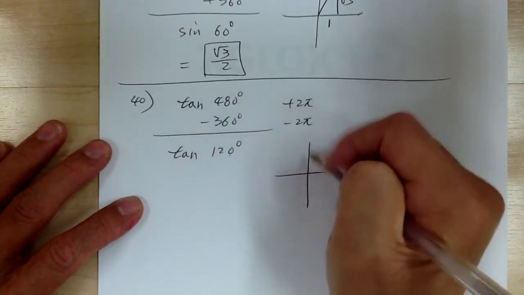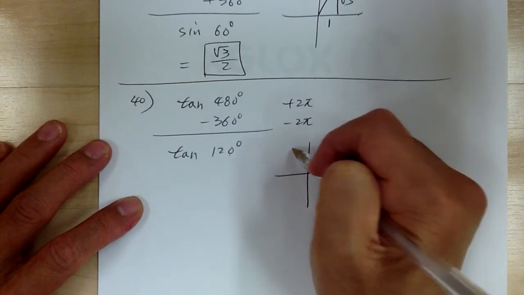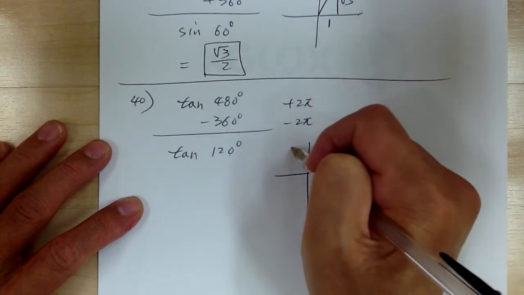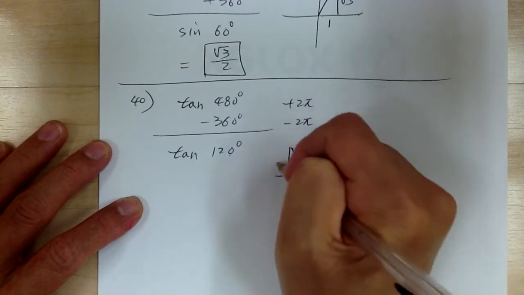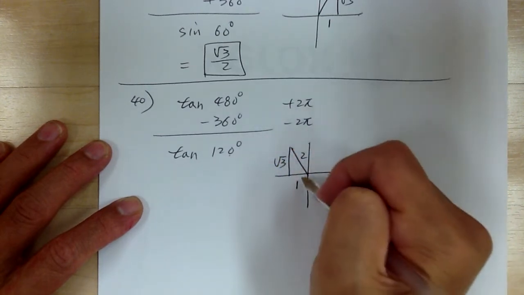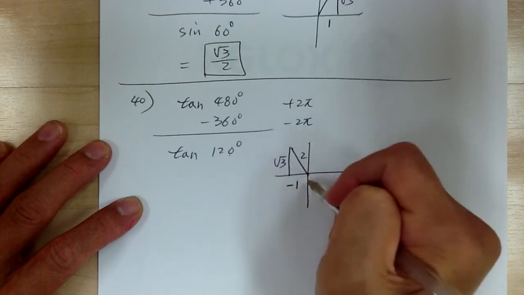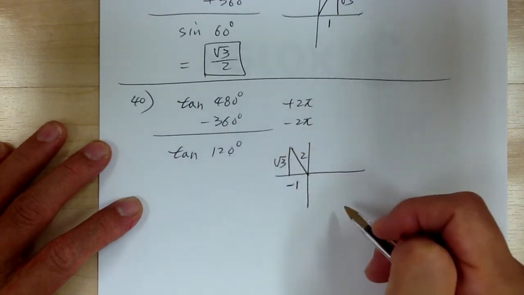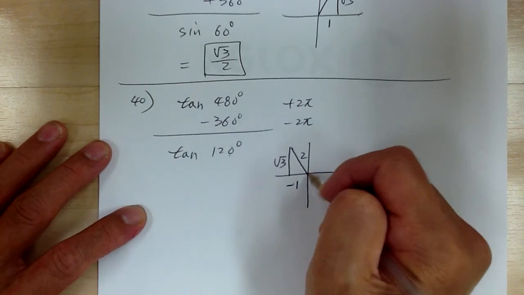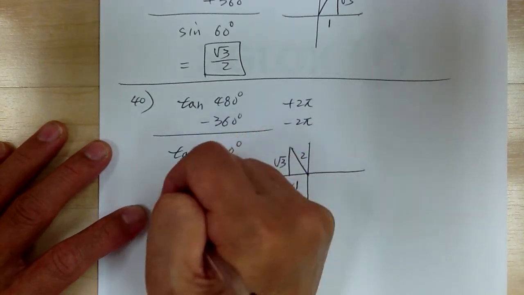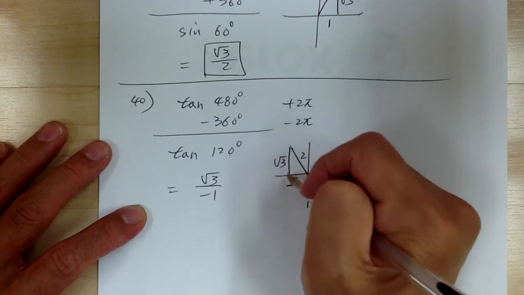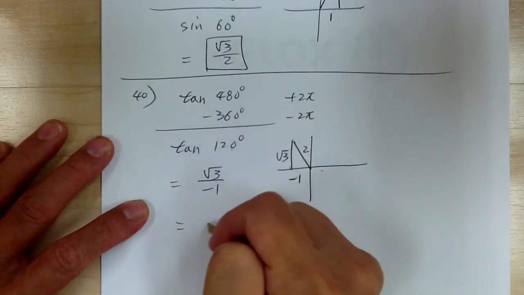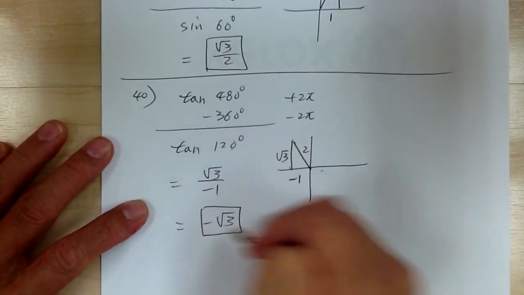So 120 is going to be right over here. This is 90, so 120 will be right over here. And so this would be 1, 2, square root of 3, and this would be negative. Again, first get your number and then get your sign. Tangent is going to be y over x, so this equals square root of 3 over -1. It's sine over cosine, so this is equal to negative square root of 3.